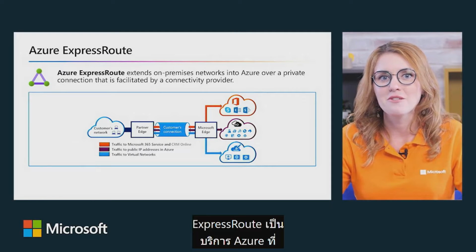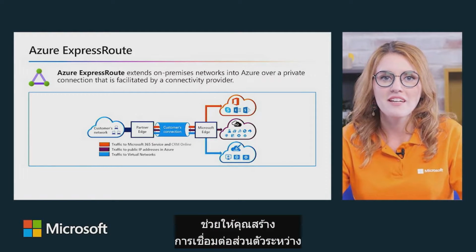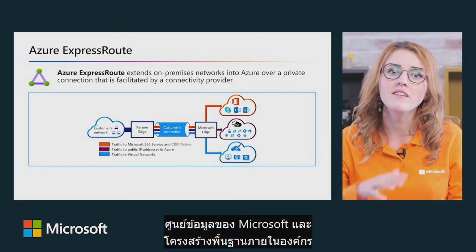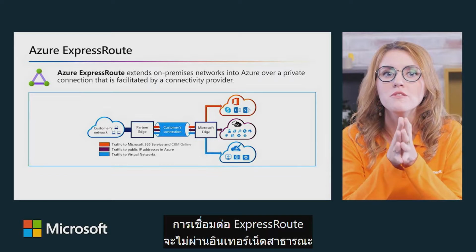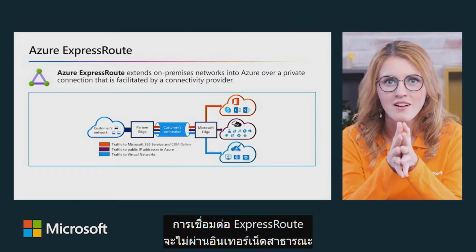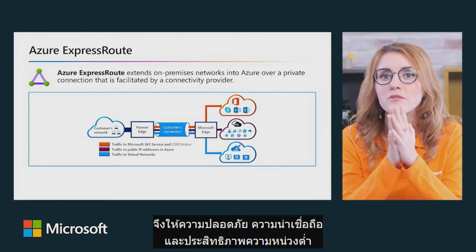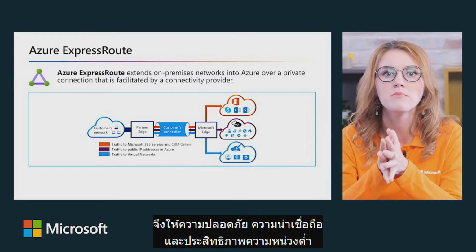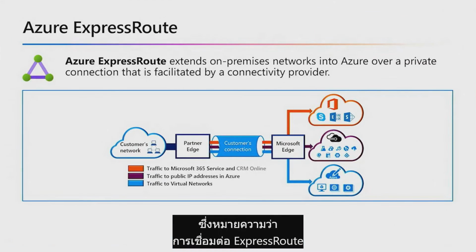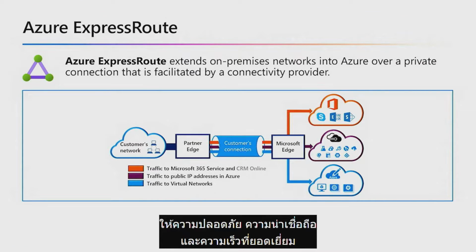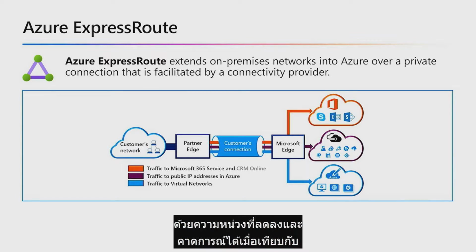ExpressRoute is an Azure service that allows you to create private connections between Microsoft data centers and your on-premises infrastructure. ExpressRoute connections do not go through the public internet, providing enhanced security, reliability, and low latency performance compared to regular internet connections. This means as well that ExpressRoute connections offer greater security, reliability, and speed with reduced and predictable latencies compared to standard internet connections.